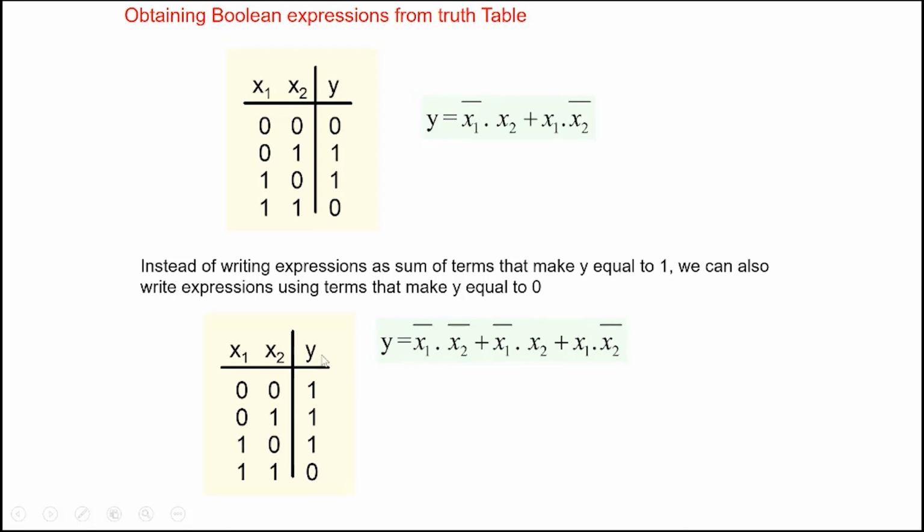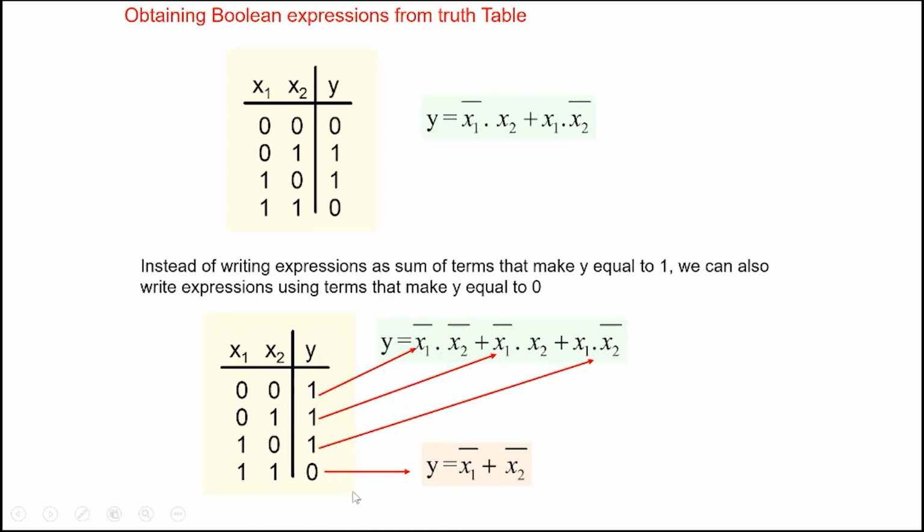But note that you can also focus on 0 and ask when y is equal to 0. Well, it's 0 when x1 is 1 and x2 is 1 here. So we can write it in this form also: y is x1 bar plus x2 bar. Here we are focusing on when y is equal to 0.